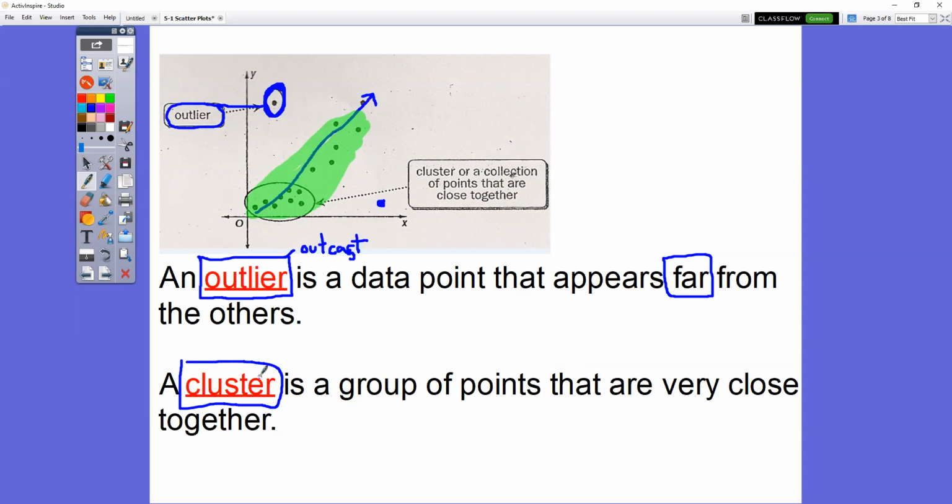A cluster is a group of points that are very, very close together. It's not just 2 points, all right? 2 points don't make a cluster. It's like 3 or 4 or 5 or 6 points that are really close together. So these points right here form a cluster. They're points that are really tightly packed together. When you take a look at these other ones, they're more spread apart. So an outlier is a point that's far away. A cluster is a group of points that are really, really close together.